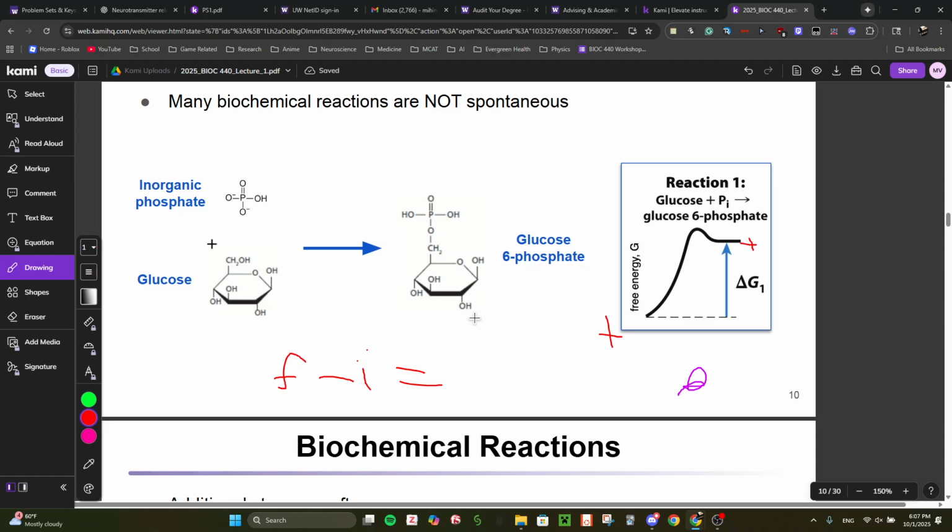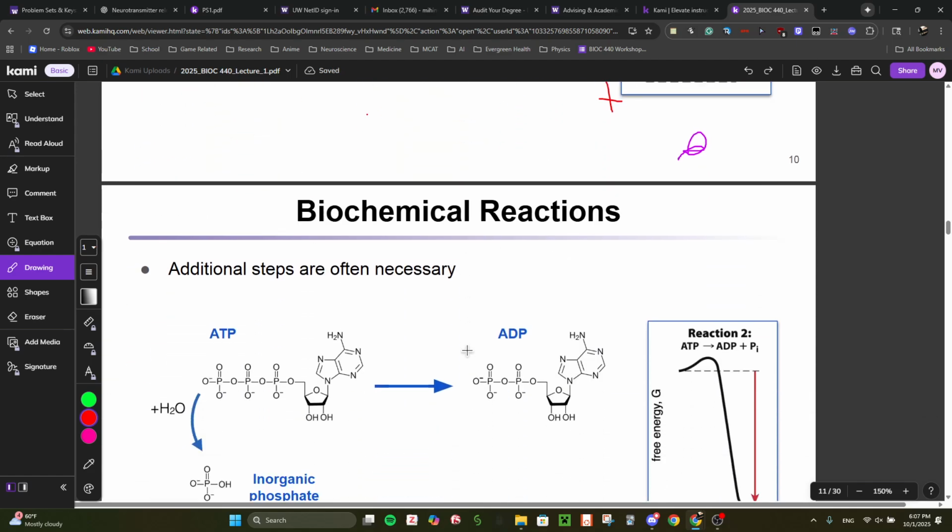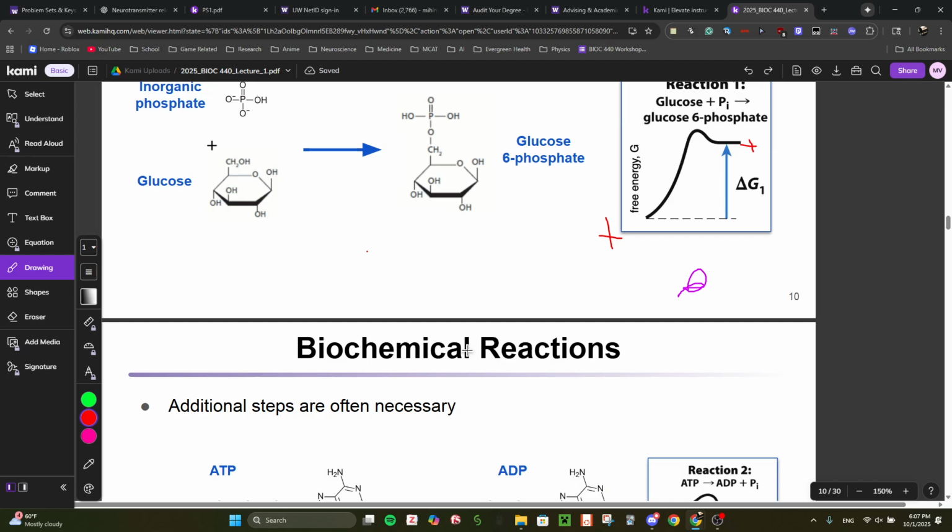So you should be able to tell me from this reaction, because we're increasing in delta G, it's a positive delta G. This reaction normally is endergonic and requires energy, right? That makes sense for everybody? Yeah? Okay, cool. Now, how do we get by that?